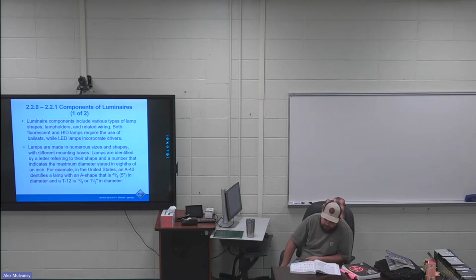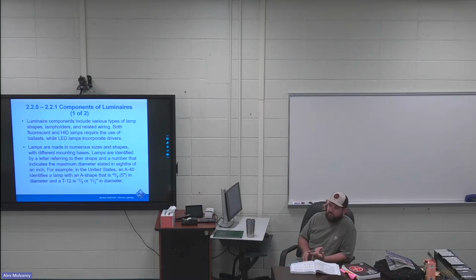Lamps are identified by a letter referring to their shape and a number that indicates their maximum diameter, stated in eighths of an inch. I was wrong. I thought it was twelfths. It's eighths of an inch. For example, in the United States, an A40 identifies a lamp with an A shape that is 40/8, or 5 inches in diameter. And a T12 is 12/8, or 1.5 inches in diameter.